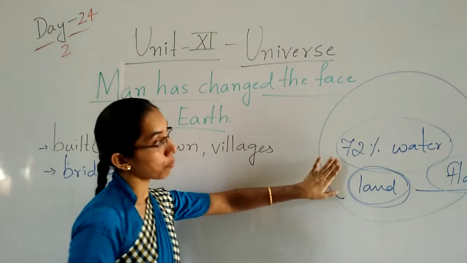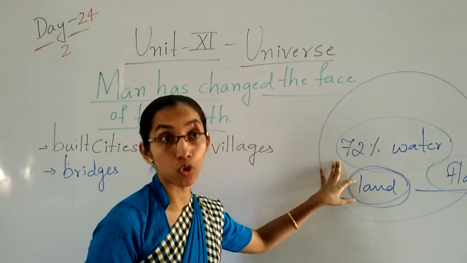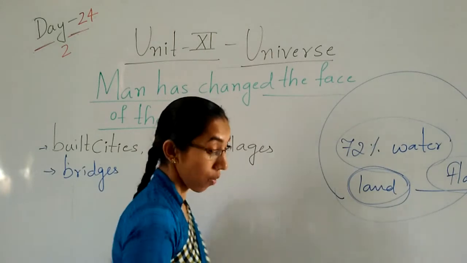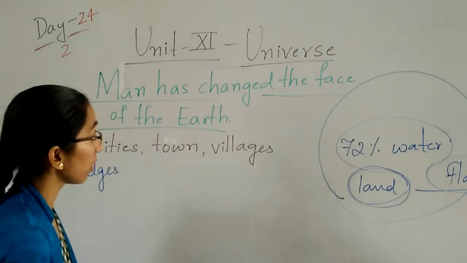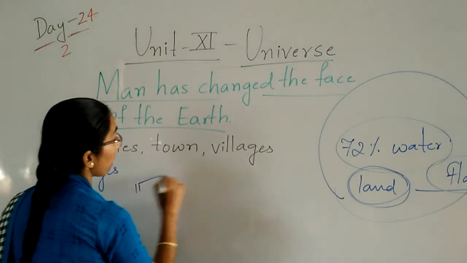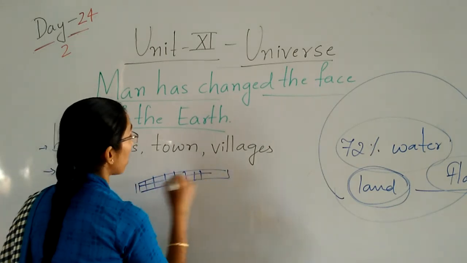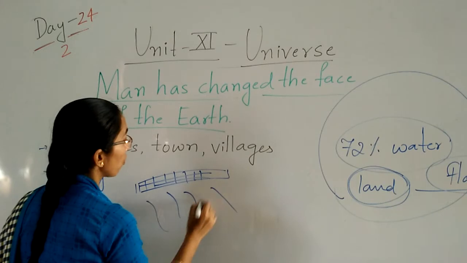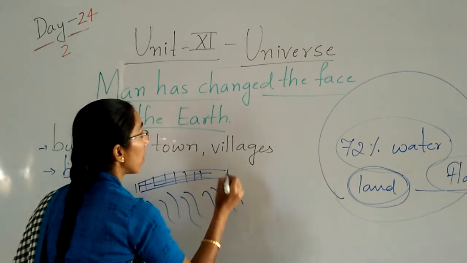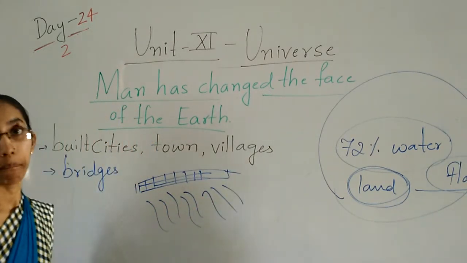So there is a large portion that is water only. To cross that river, what did the man do here? He constructed bridges to cross the river. Yeah, children, we can see a number of bridges.